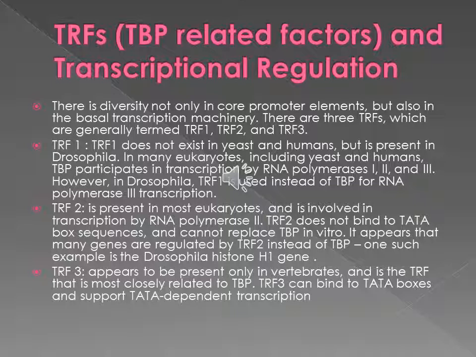TRF1 does not exist in yeast and humans, but it is present in Drosophila, and it usually participates in transcription by RNA polymerases 1, 2, and 3. TRF2 is present in most eukaryotes and is involved in transcription by RNA polymerase 2, and it does not bind to TATA box sequences and cannot replace TATA binding proteins in vitro. TRF3 appears to be present in only vertebrates, and it is the TRF that is most closely related to TATA binding protein, and it can also bind to the TATA box, thereby supporting TATA-dependent transcription.